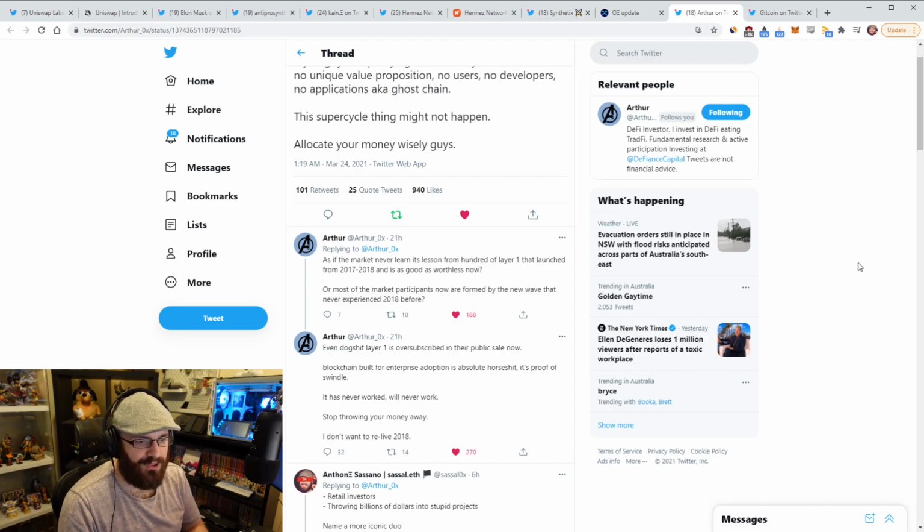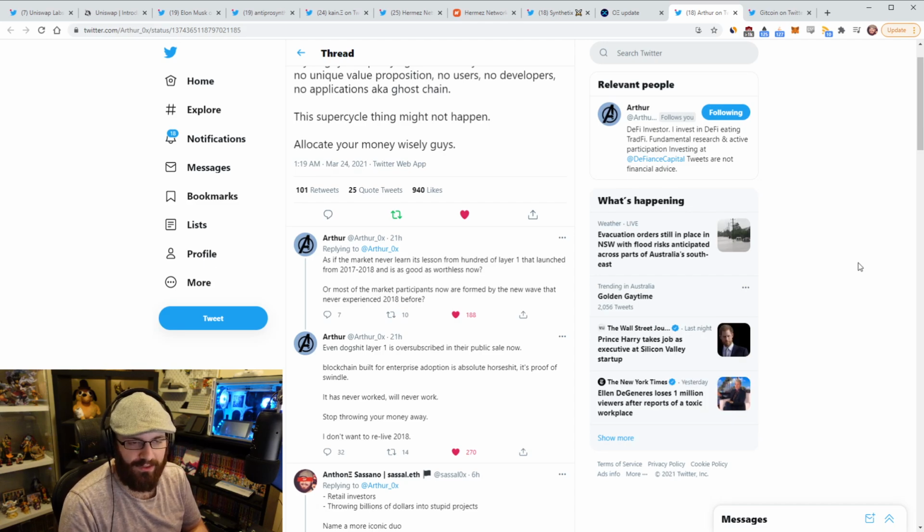Blockchain built for enterprise adoption is absolute horseshit. It's proof of swindle. It has never worked, will never work. Stop throwing your money away. I don't want to relive 2018.